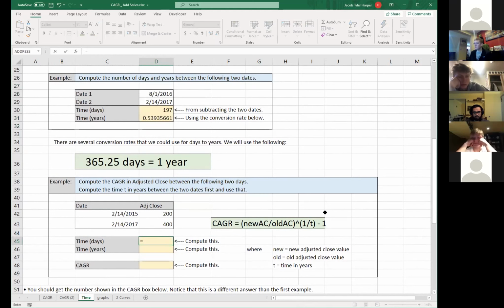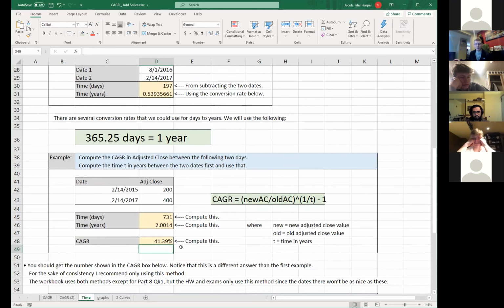So we have these two dates. I start by taking the future date minus the past date. That's how many days are in between. I take the number of days, I divide by 365.25. I get that it's almost 2 years, but maybe there's a leap year in there or something, slightly off from 2. I plug it into that green formula by doing new adjusted close over old adjusted close raised to the power 1 over years, minus 1, literally just plugging it into that formula. And there's our CAGR.